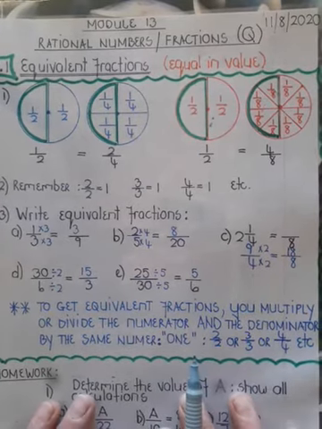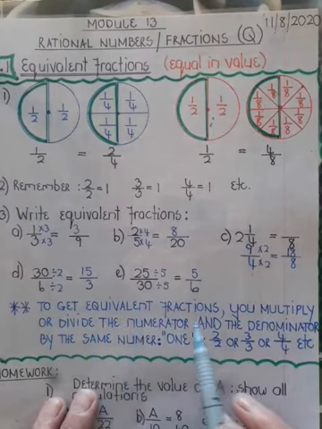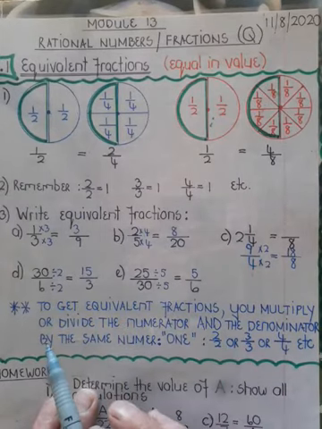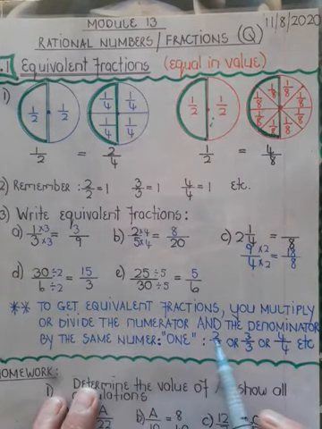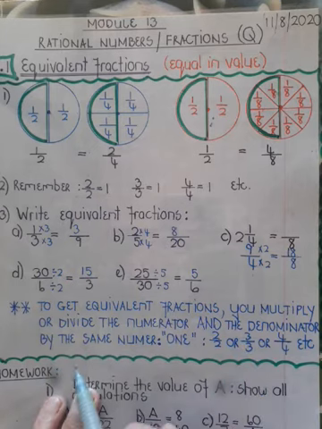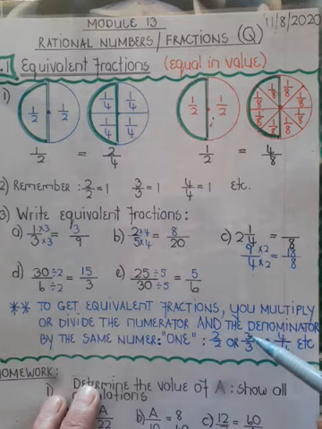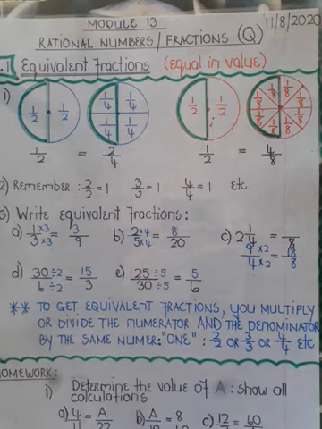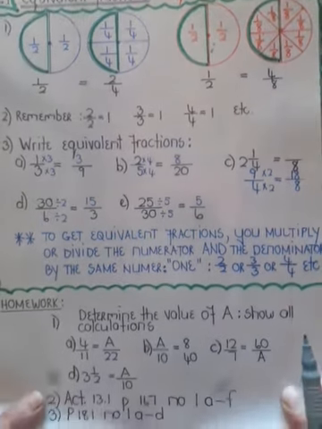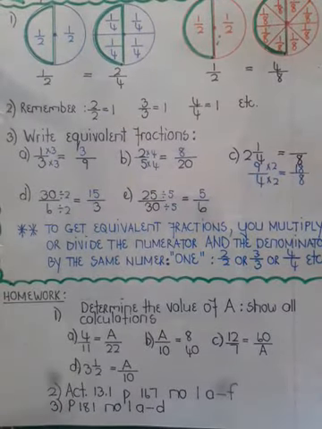Okay, here's the summary. To get equivalent fractions, you multiply or divide the numerator and the denominator by the same number. We call it the number 1. 2 on 2 or 3 on 3 or 4 on 4 or 5 on 5 is exactly the same as 1.